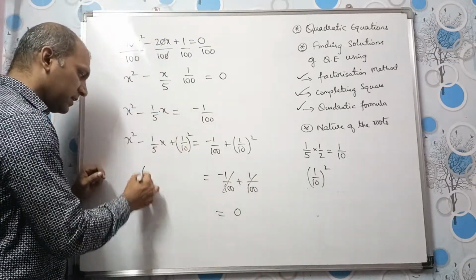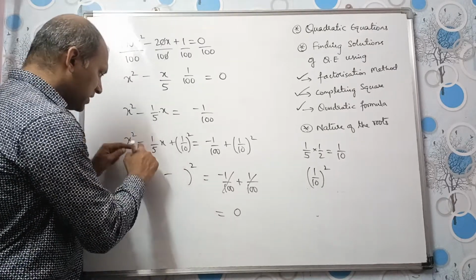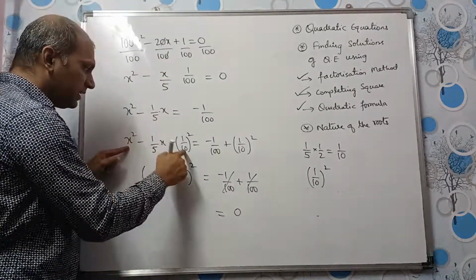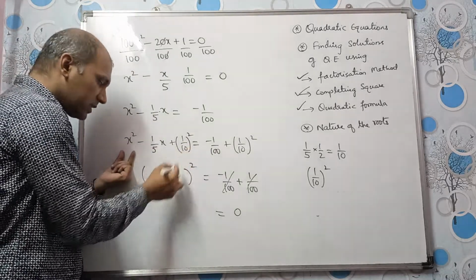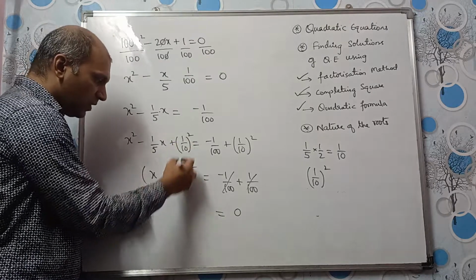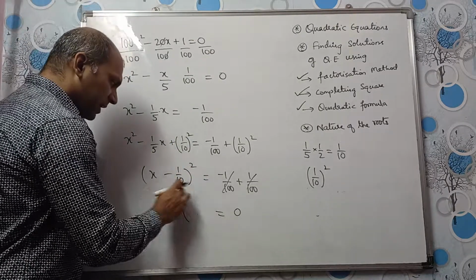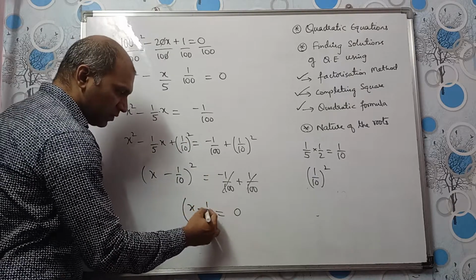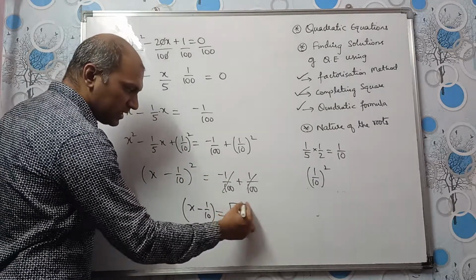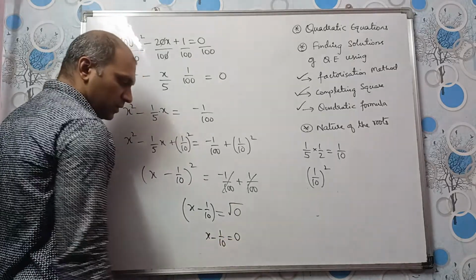What about this part? How should we convert this to a square? I explained to you, right? Because we have a minus sign here, and the terms which are having squares, write it here. x square has x, write x. 1 by 10 square has 1 by 10, write 1 by 10. You expand this, you will get the same thing: x minus 1 by 10 whole square. This square goes to the other side and becomes root, right? So it will be equal to 0.